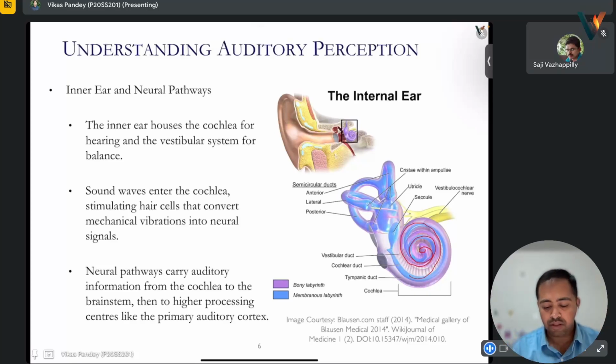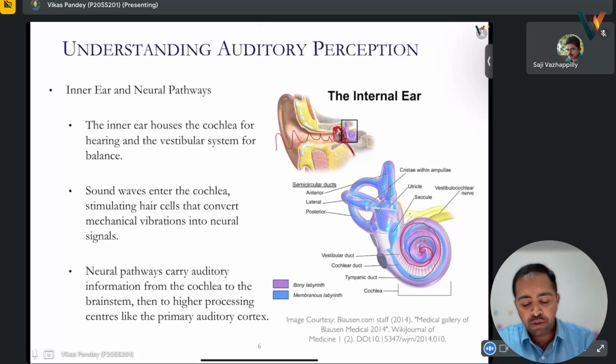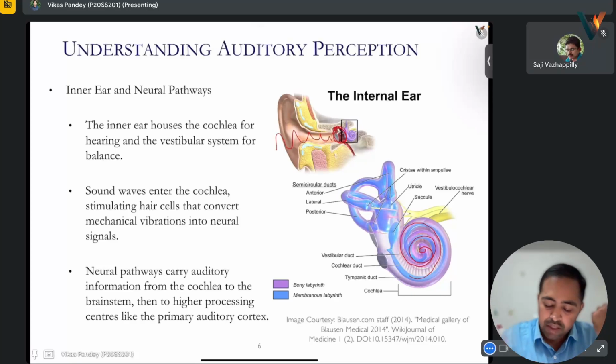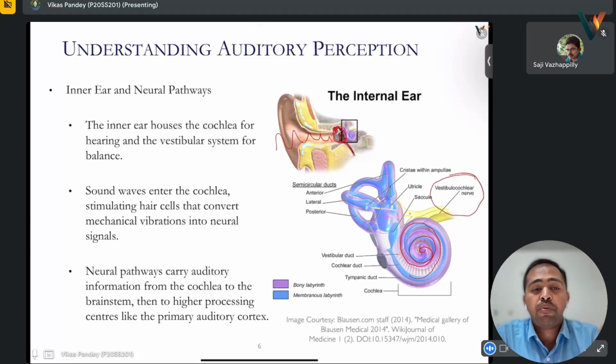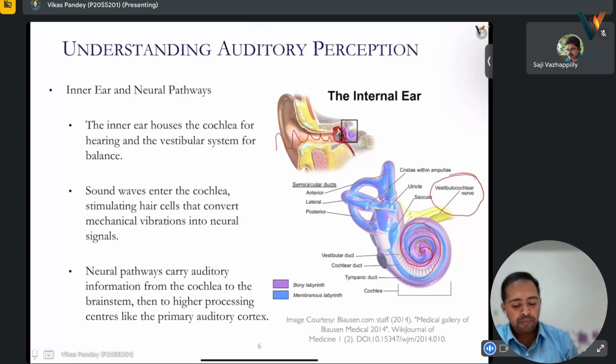So this was a traveling wave here in the middle ear. It is converted into mechanical vibrations. Then in the inner ear, in the cochlea, due to these stimulating hair cells, these are converted into neural signals. Then the neural pathway, that is the vestibulocochlear nerve, carries the auditory information from the cochlea to the brainstem, then to the higher processing center like the primary auditory cortex, and there we understand what is being said and all that.